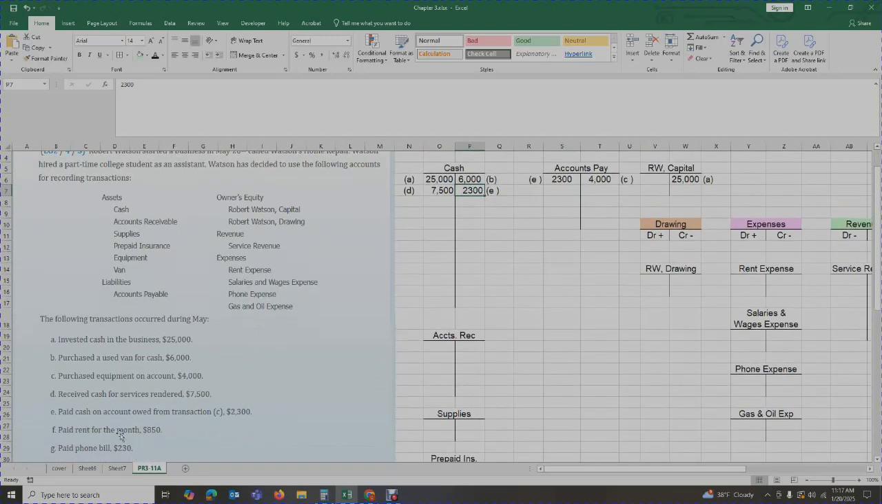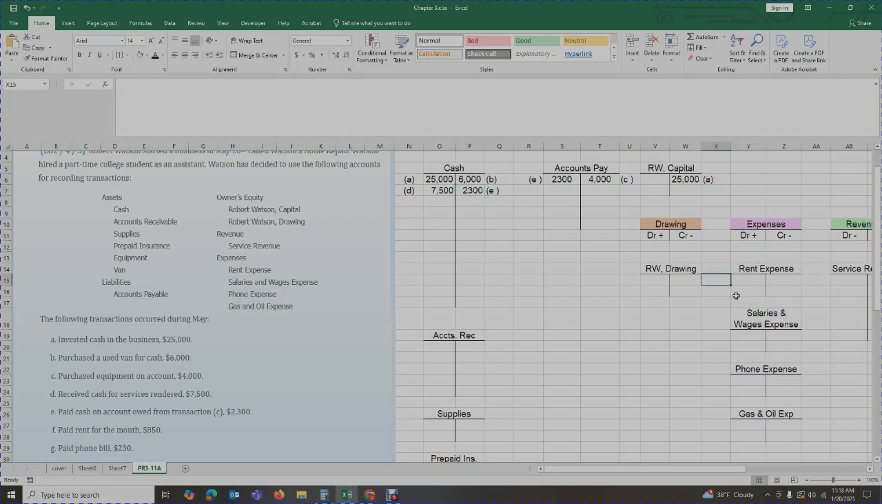Letter F, you paid rent for the month, $850. Okay, how do you pay your rent? Well, I don't know about you, but when I pay my rent, I pay it with cash. Okay, so what are we paying? We are paying the rent. What is rent? Rent is an expense. So all of your expense transactions should be debited. I'm increasing my expenses. Okay, anytime you pay something, it's an increase. Okay, this is money that is accumulating in these accounts because you had to spend it to operate your business. You need to pay the rent to be able to have a place to hold your business. So we're going to pay the rent.